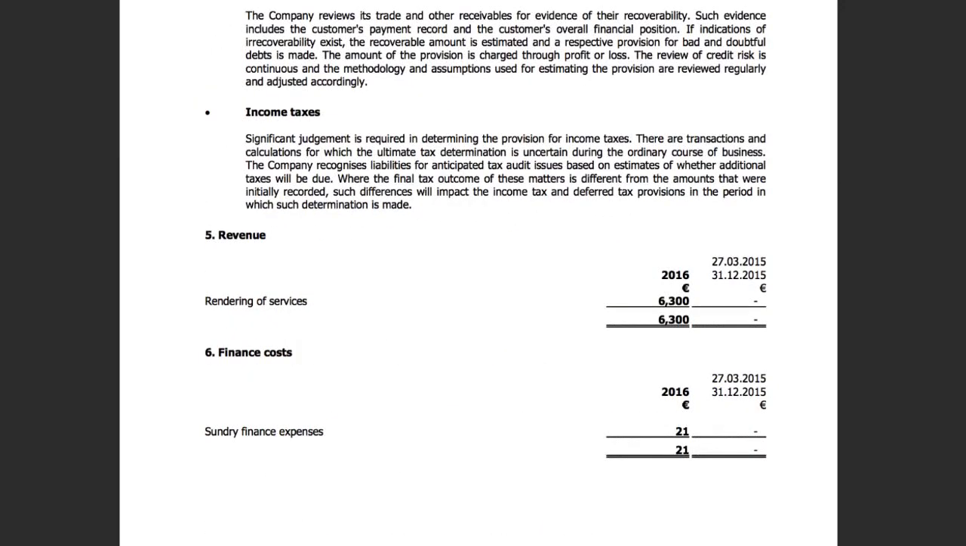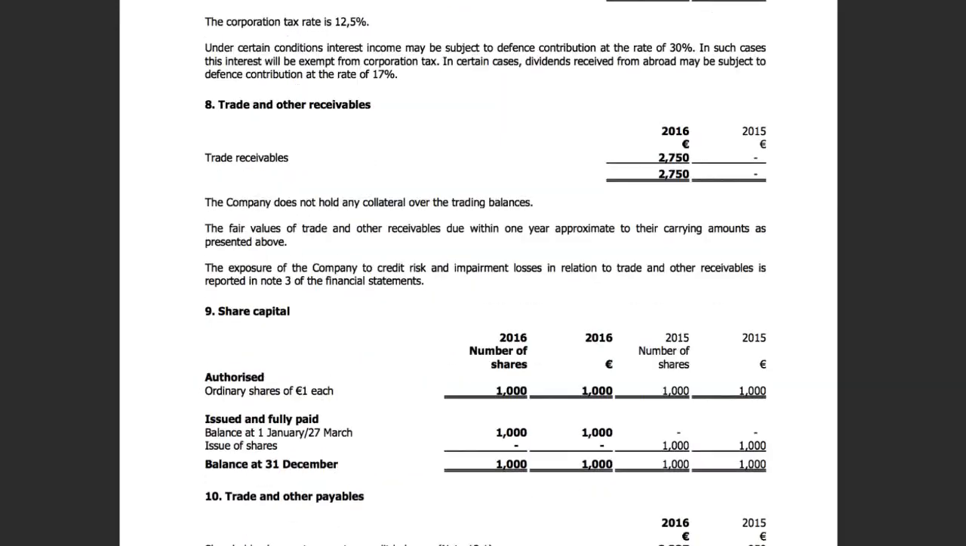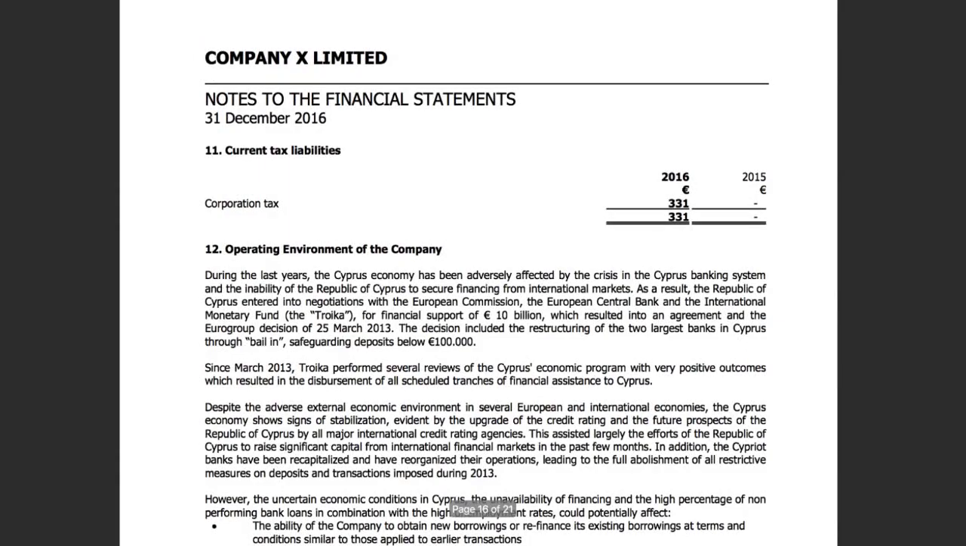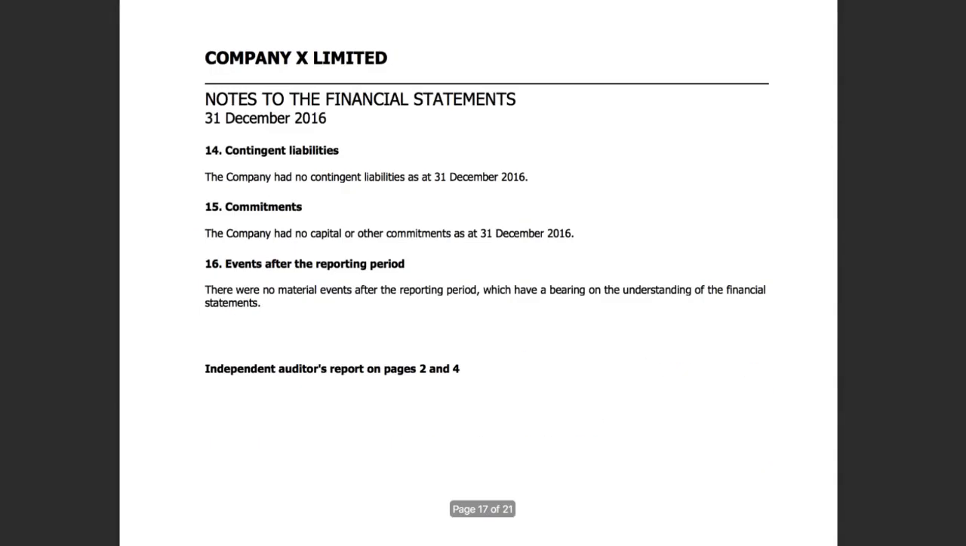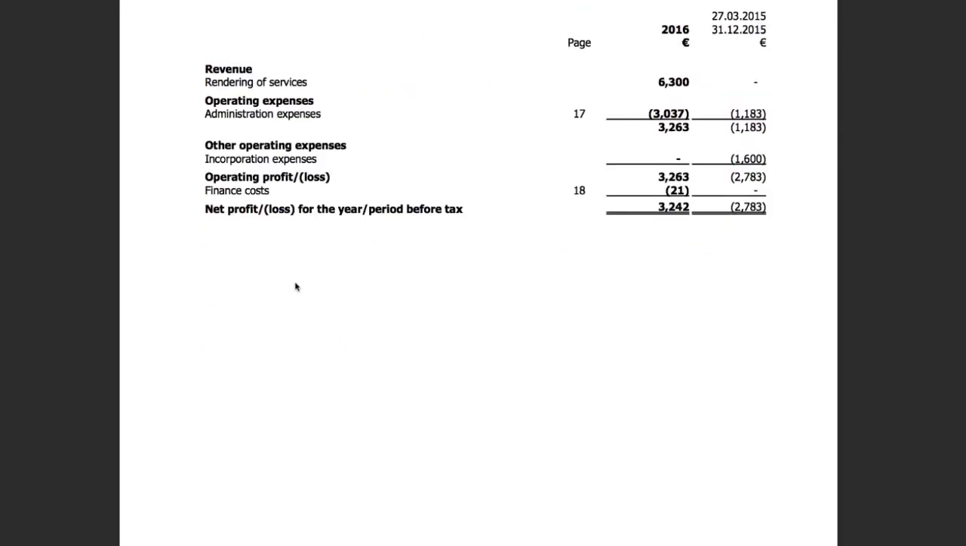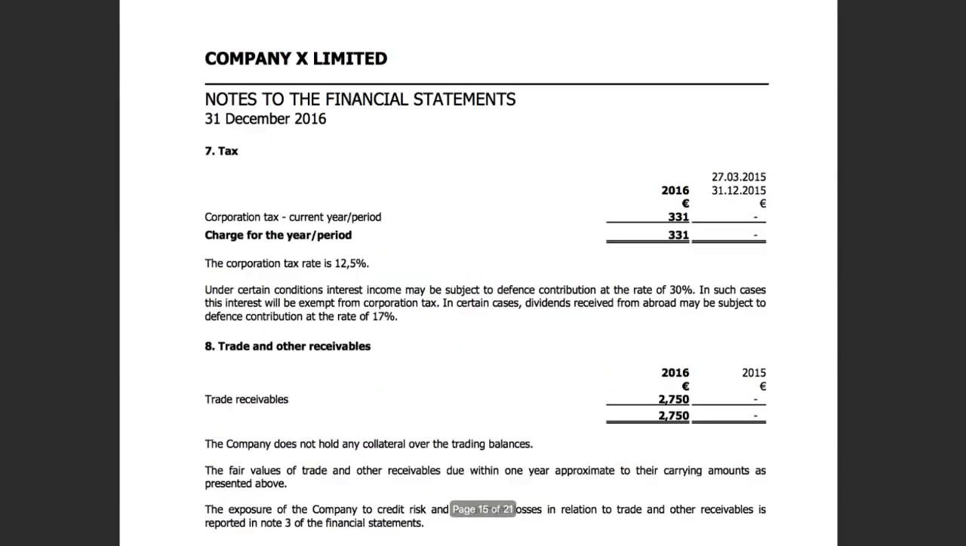We have discussed revenue and finance cost earlier on, corporation tax receivables, trade and other payables, corporation tax, shareholders balance, page 16, which I've mentioned at the beginning of this video, that is very important, as the last 3 pages of the financial statements contain all the details or the number crunching of the income statement. Reading the financial statements couldn't have been easier if you follow this approach.